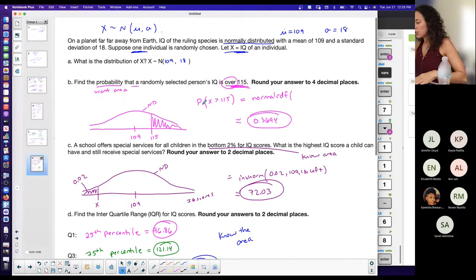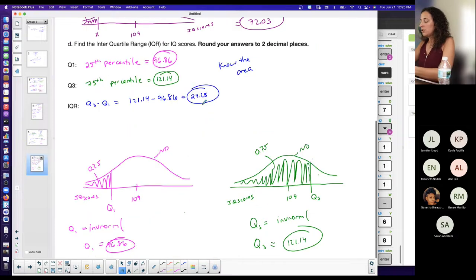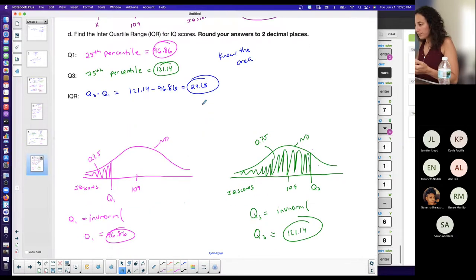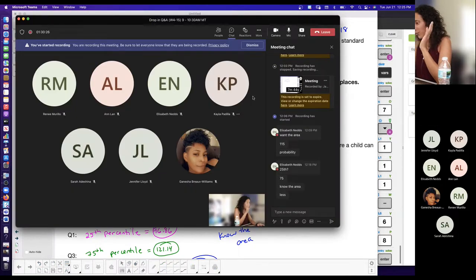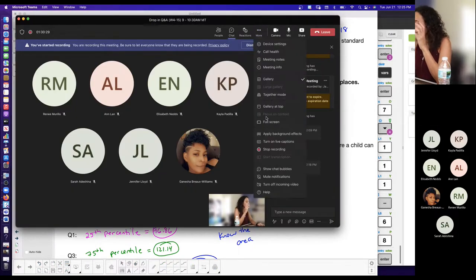So if you're given a percentage or a probability, you want a value, so inverse norm. If you want a probability, which means you would want an area, then you do normal CDF. And so that's basically it. Obviously, you can have different word problems and such, but at the end of the day, that is the foundation. So you just have to figure out which it is, and then where on your curve.